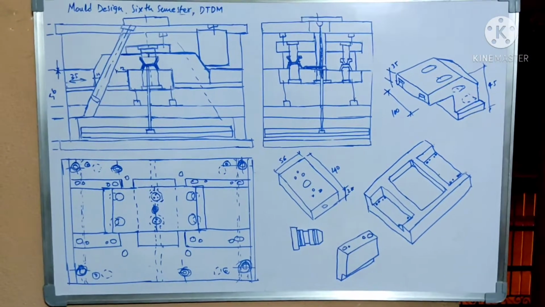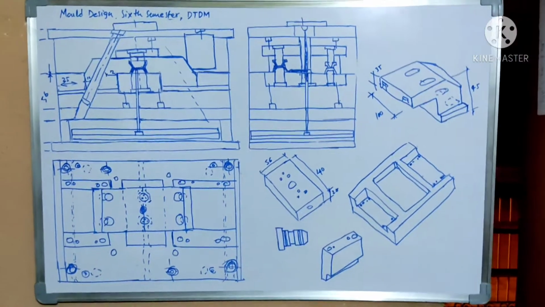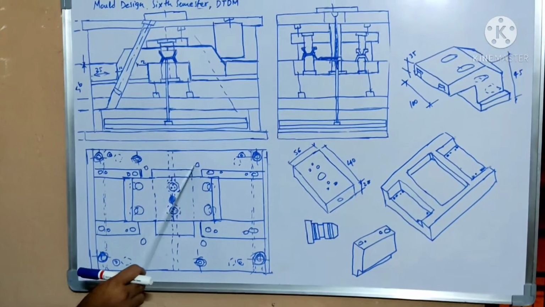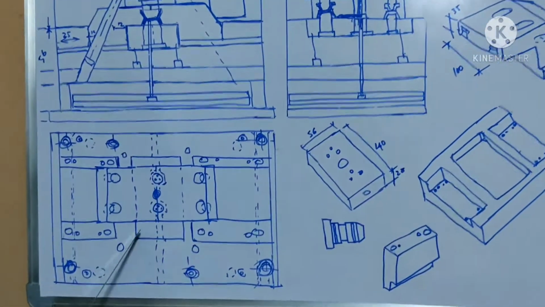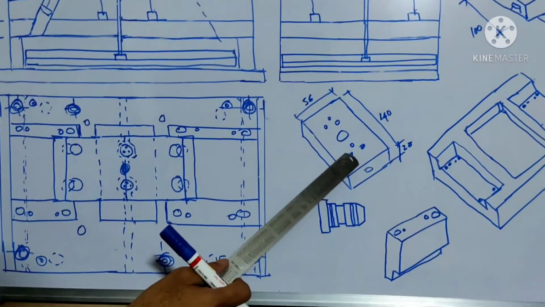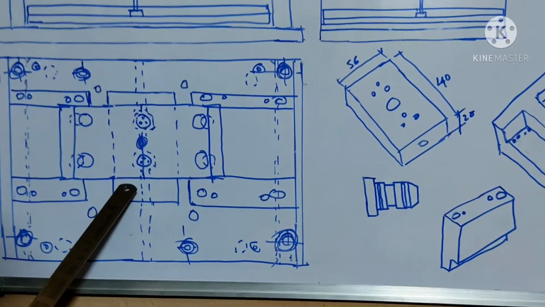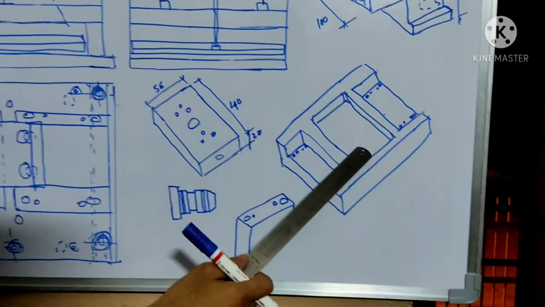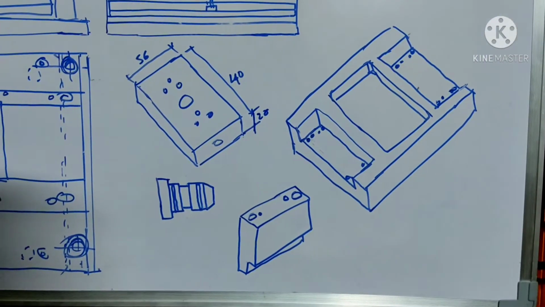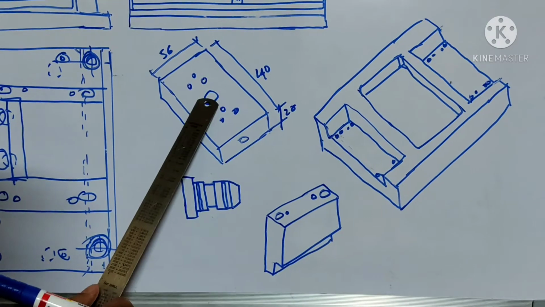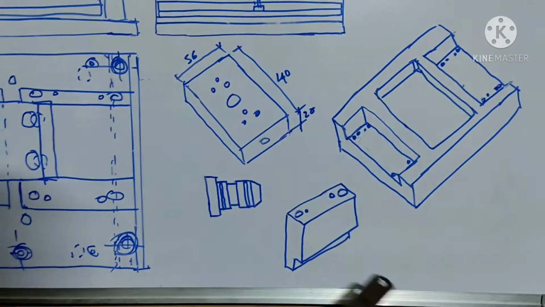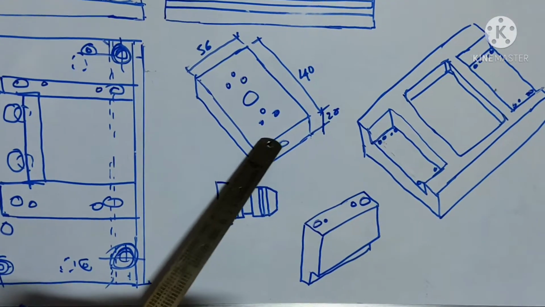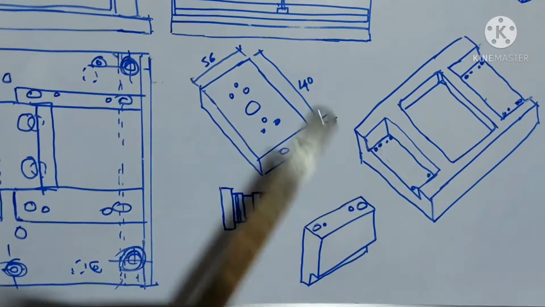You are seeing the insert here. The same insert is placed into the core housing plate. You are seeing that the same insert is placed in the core housing plate, and in this core housing plate the ejector pins are placed.